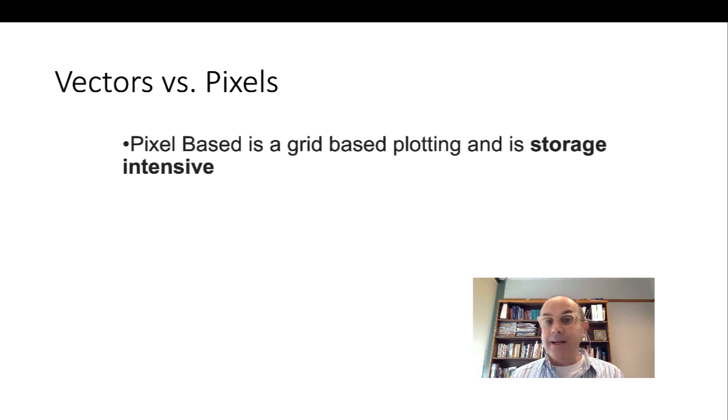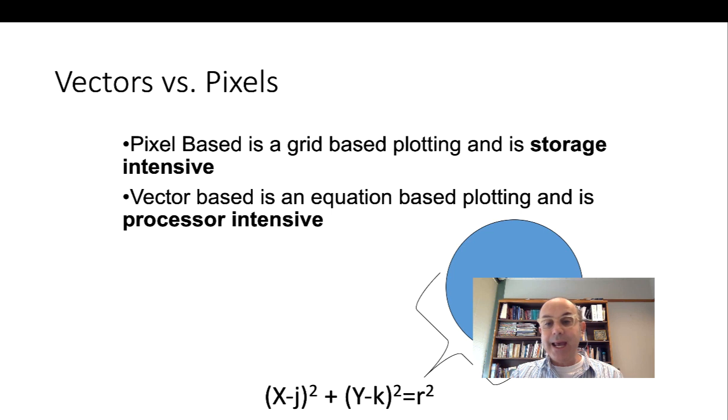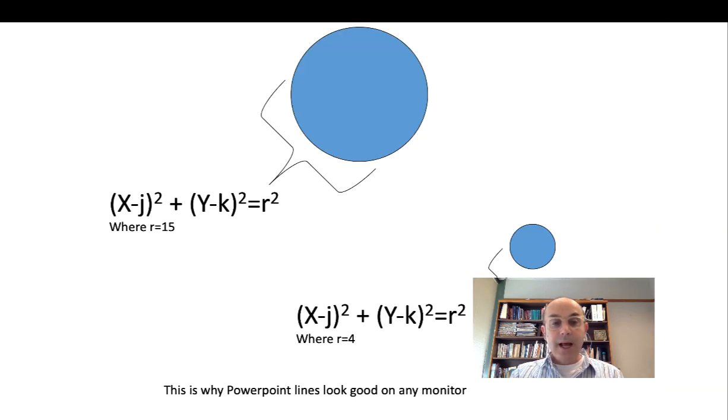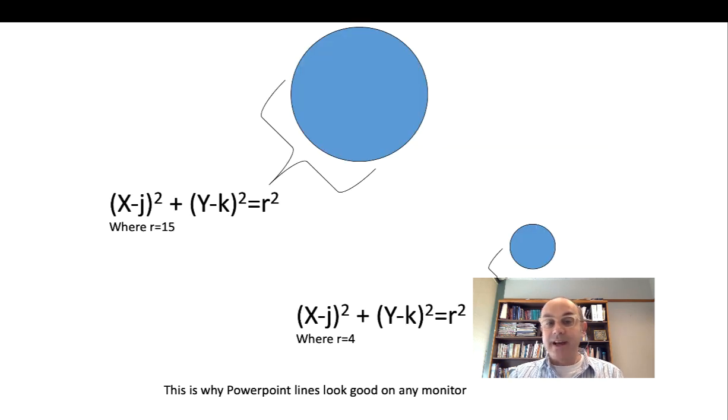So pixel is based on a grid plotting, and it has the ability to store it. Vector is based on equation, based on plotting, and the process is intensive. So the idea here is how do we measure the pixels versus the idea of pixel versus vector and how we see it. This is why vectors look so good in any monitor.